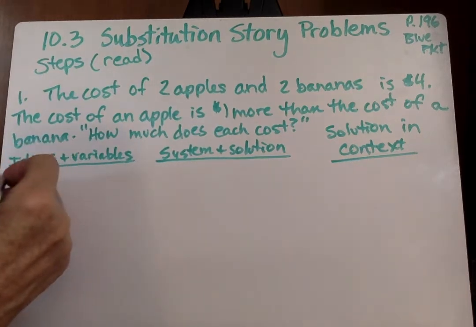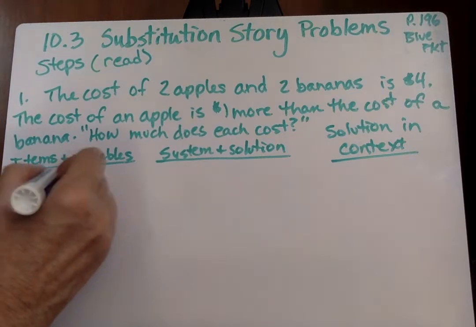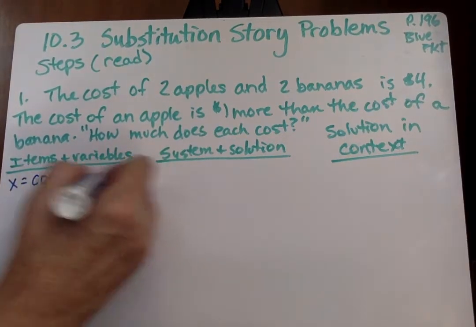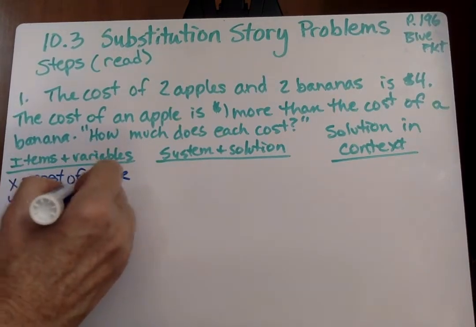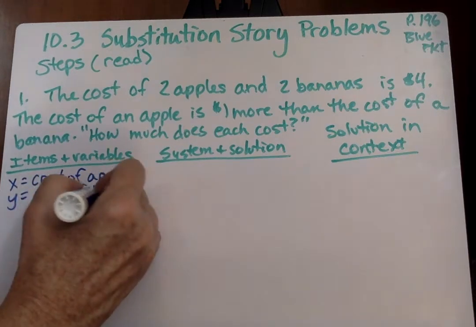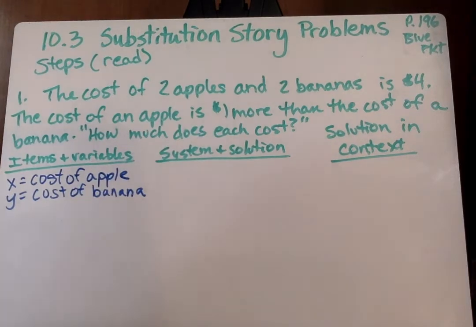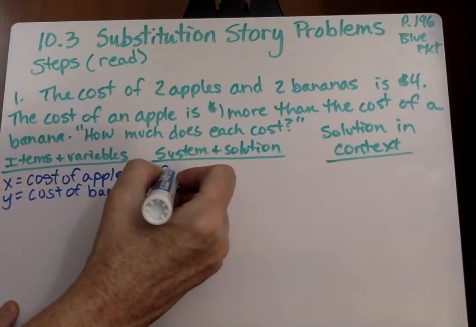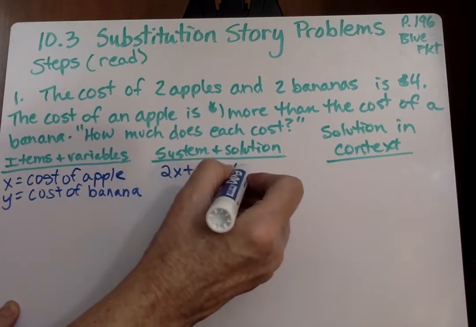We're going to assign x equals the cost of an apple. y will equal the cost of a banana. So we know that 2 apples and 2 bananas, so 2x plus 2y equals $4.